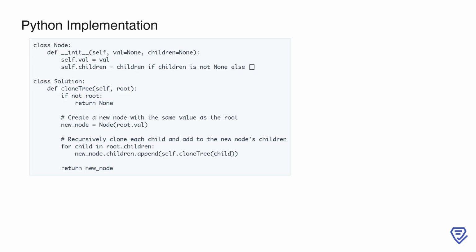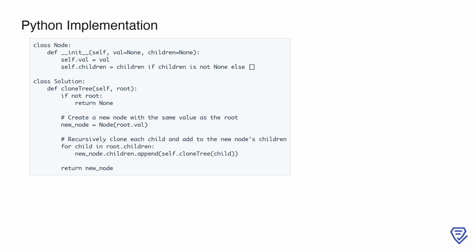Explanation of the code. 1. Node class definition. The node class represents a node of the N-ary tree. Each node has a val attribute for its value and a children list attribute that contains its child nodes. If no children are provided, the children list defaults to an empty list.